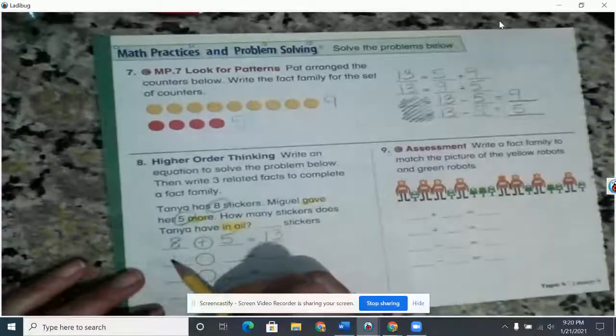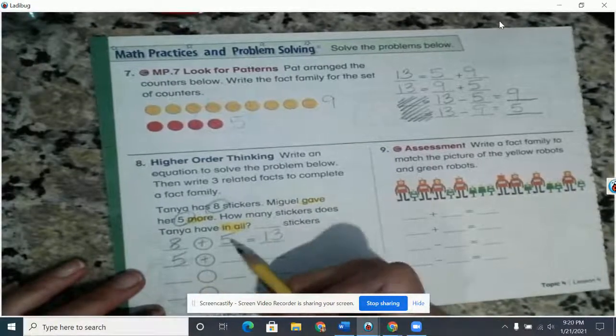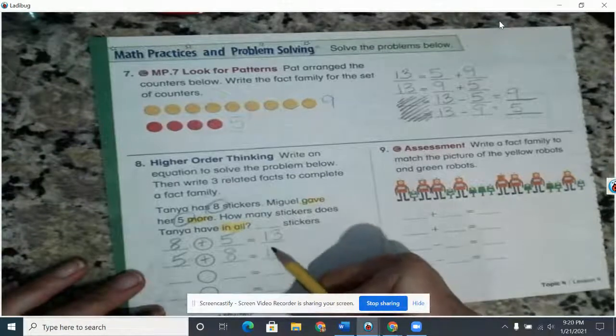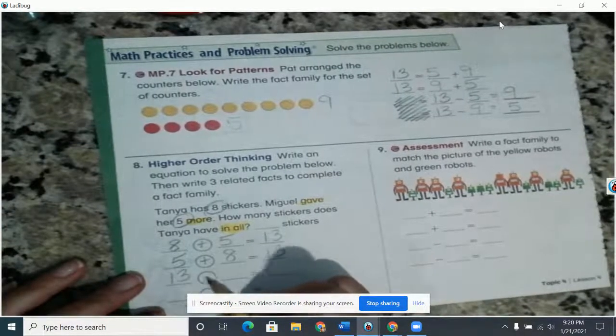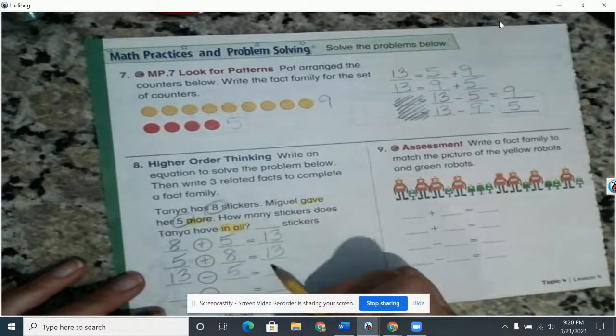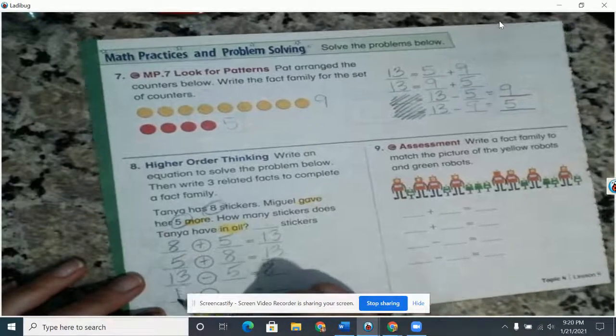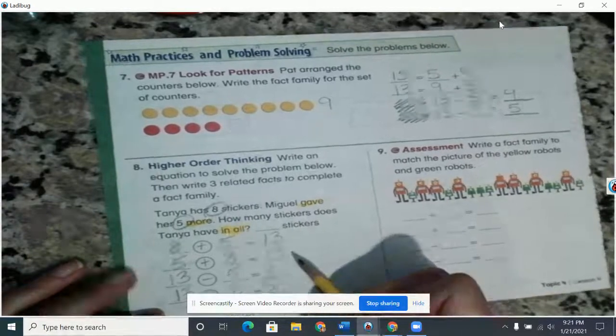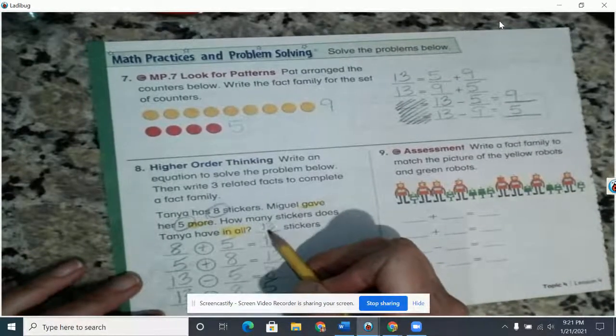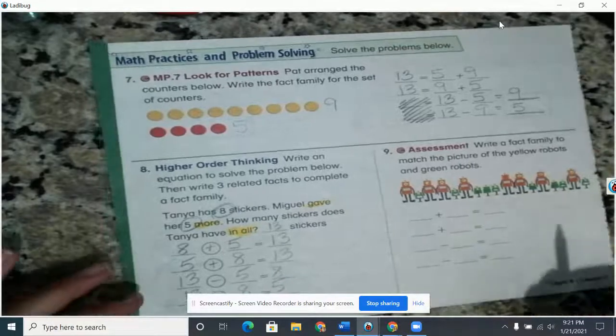So now I can do the rest of the part easy peasy because I am just going to change these numbers around to make my fact families. And then I'm going to make my subtraction family, same 3 numbers. I'm just moving them around and making sure I get them in the right place. So how many did she have in all? She had 13 stickers.